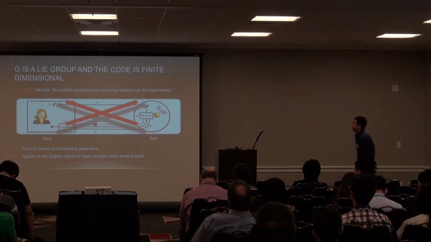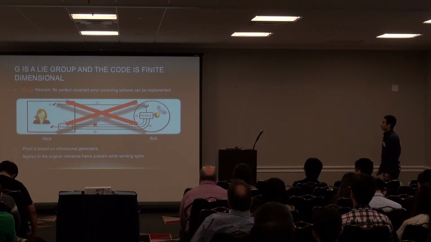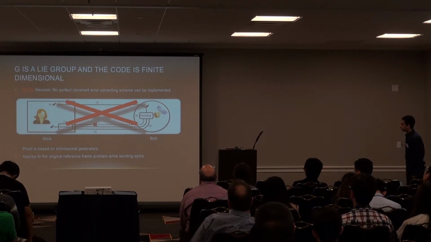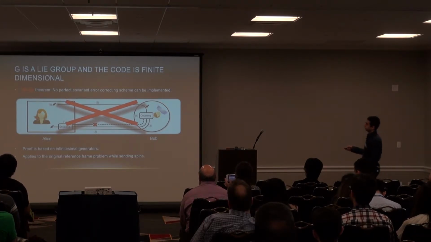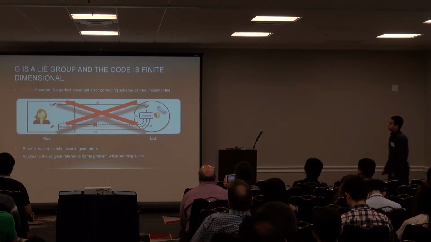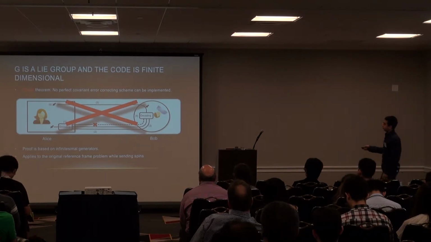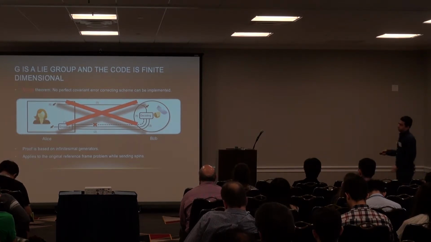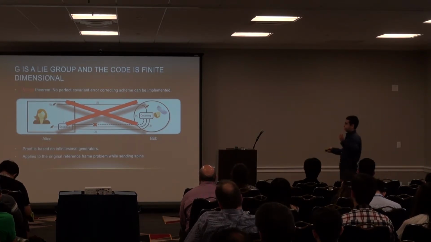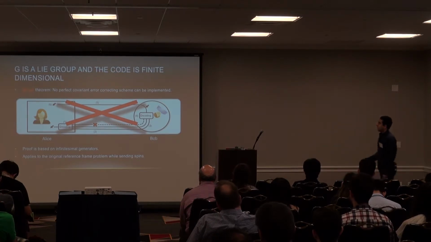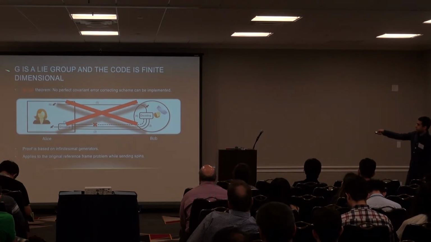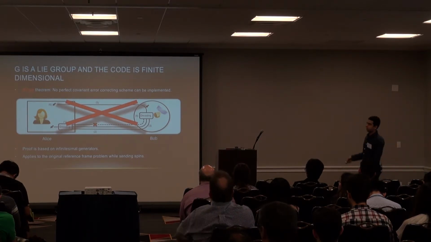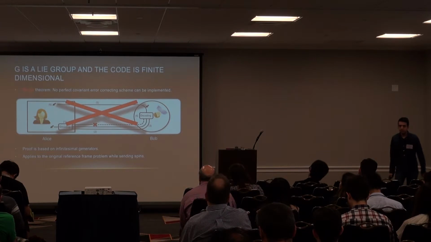So this is one of the main slides of the talk. So here we prove a no-go theorem. We show that no perfect covariant error correcting schemes can be implemented. So if we require that the error correction is perfect, and if we assume that the group G is a Lie group, and also the coded space is finite dimensional, then there is no covariant error correction.